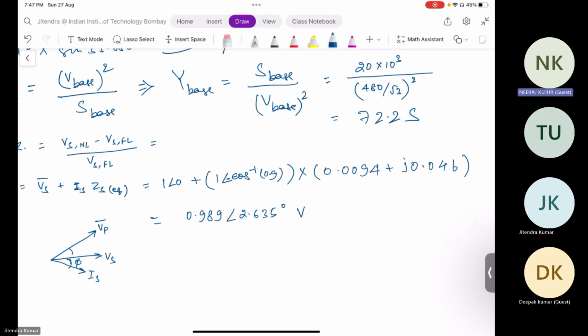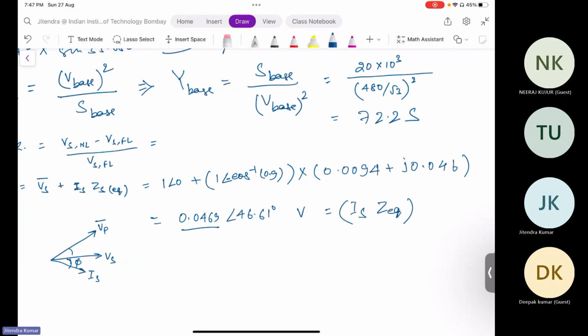So now the answer is 0.0469 with angle 46.61. So it is the value of Is into Z equivalent.